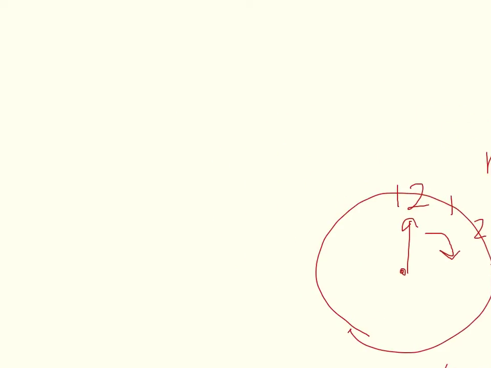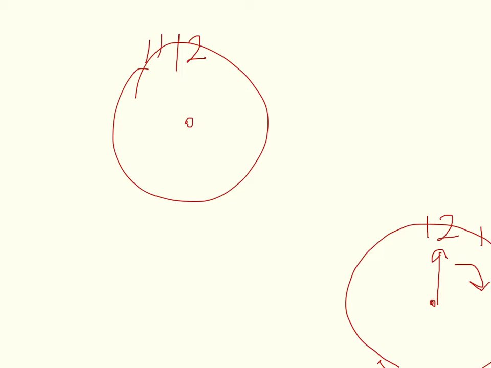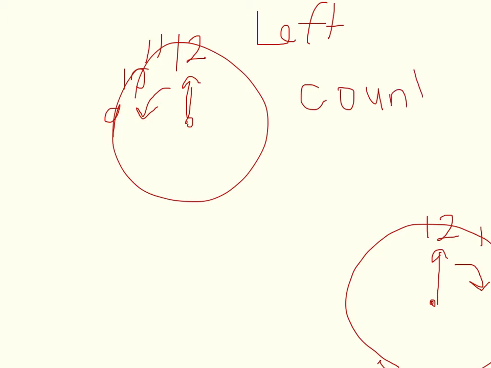If, for example, we have a clock here, and 12 is here, and 11 is here, 10, 9, and the hand of the clock starts going this way to the left, we'd call it a left turn. But that's not normal. So we call that counterclockwise.